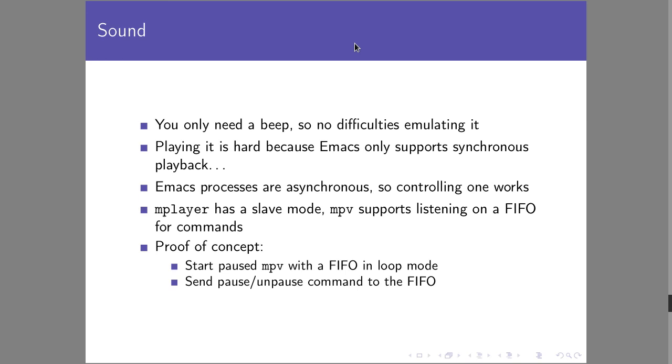For sound, you only need a single beep, so technically it shouldn't be difficult to emulate. However, doing this is hard because Emacs officially only supports synchronous playback of sounds. But there's also Emacs processes, which you can launch in an asynchronous way, so I looked into it and found that mplayer has a slave mode, and mpv supports listening on a FIFO for commands. So I created a pipe, started a paused mpv in loop mode, and always sent in pause and unpause commands to the FIFO, and that way I could control when to start and stop beeping.